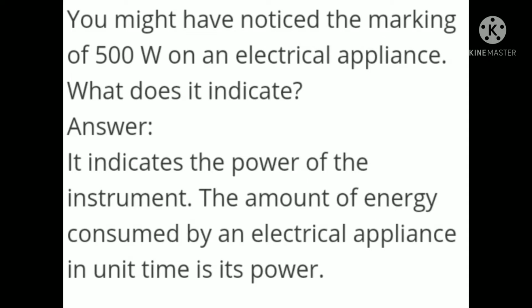You might have noticed the marking of 500 watt on an electrical appliance. What does it indicate? In many electrical appliances, we saw this type of marking. It indicates the power of the instrument. That means we know what is the unit of power. So, it indicates the power of the instrument, that means the amount of energy consumed by an electrical appliance in unit time.